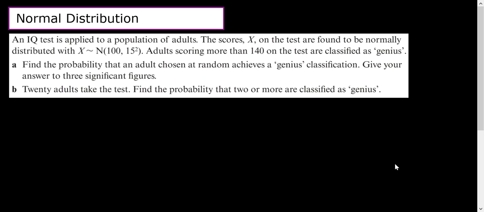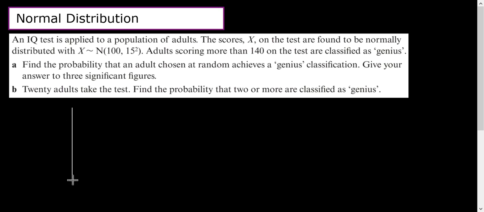So I'll let you have a read of it, but we've got an IQ test applied to a population of adults. We've got a normal distribution X with a mu of 100 and a variance of 15 squared. Adults scoring more than 140 are classified as genius, and then we're asked to find the probability that an adult chosen at random achieves this genius classification.